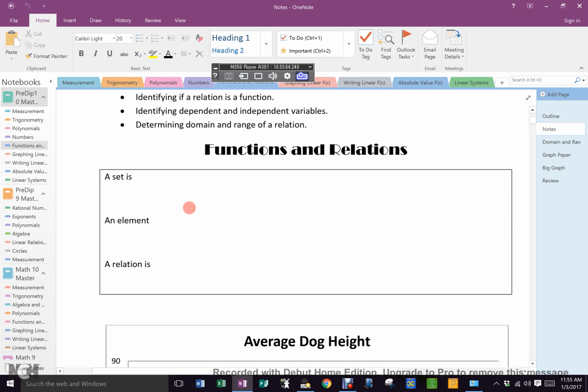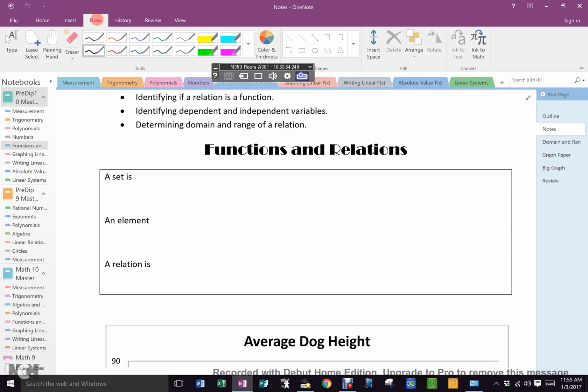All right. Let us get down to business right away. Anything I highlight is a word that you need to understand. A set is a collection of information.